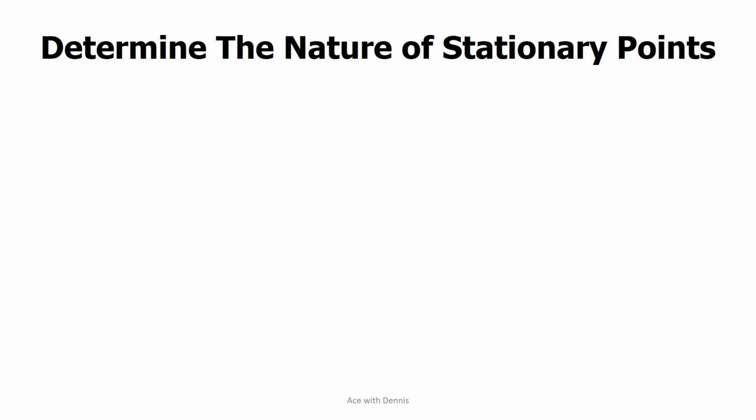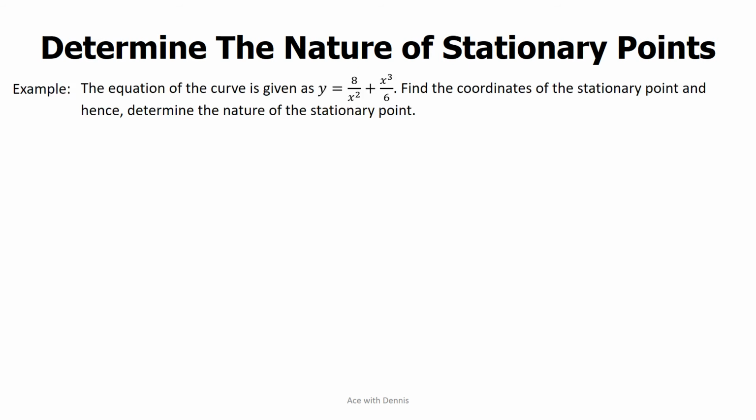Now, let's look at this example. The equation of the curve is given as y equals 8 over x squared plus x cubed over 6. Find the coordinates of the stationary point and hence determine the nature of the stationary point. Here is the solution. So it is given that the equation of the curve is y equals 8 over x squared plus x cubed over 6.